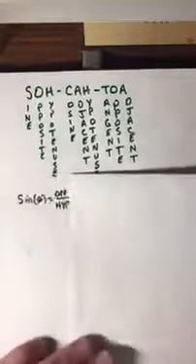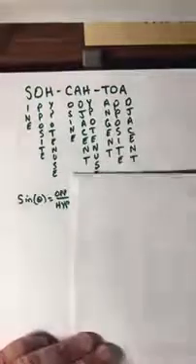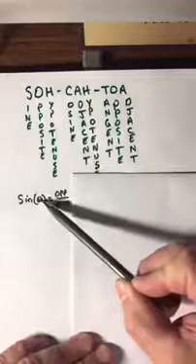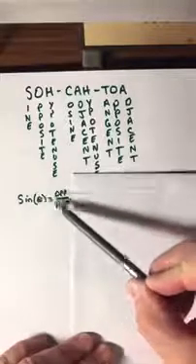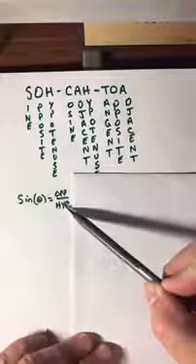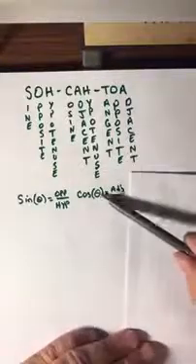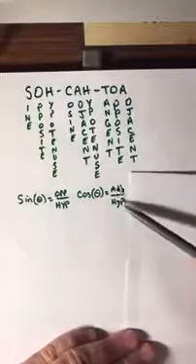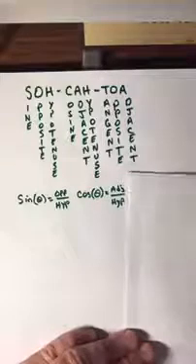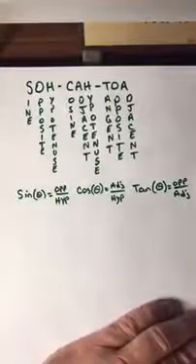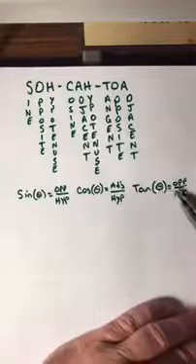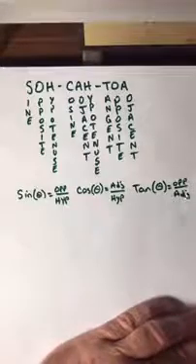And how does that look as a fraction or an equation? It's going to be sine theta. This little symbol here is called theta, represents degrees, is equal to the opposite over hypotenuse. Cosine theta is equal to adjacent over hypotenuse, and tangent theta is equal to opposite over adjacent.